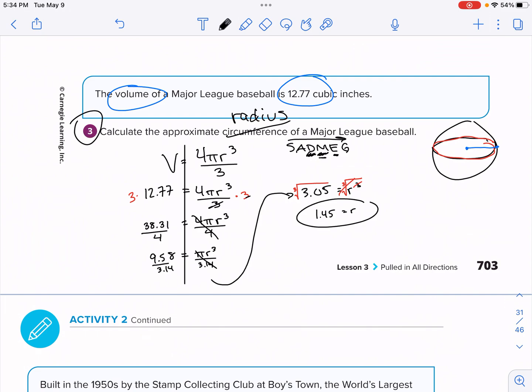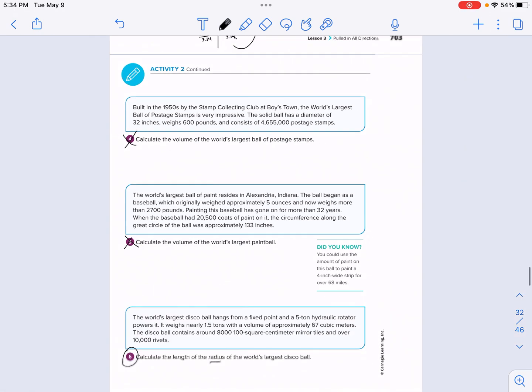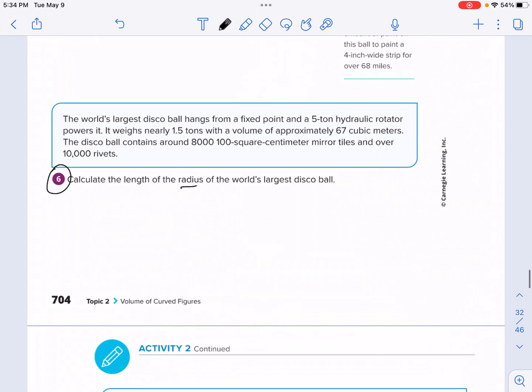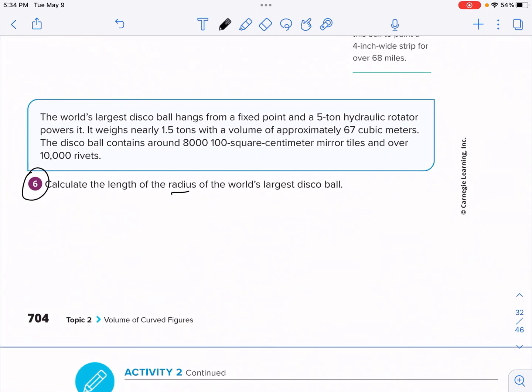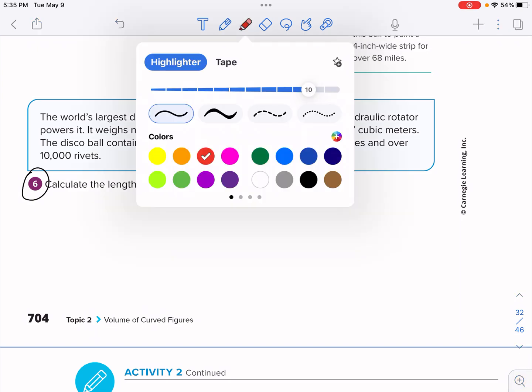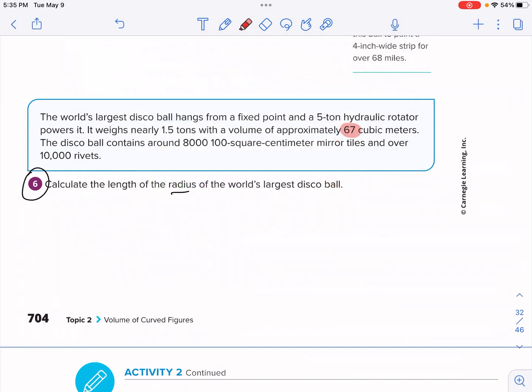Next page, we're only doing one problem. We're skipping 4, skipping 5, going to 6. All right, let's look at the context. It says the world's largest disco ball hangs from a fixed point, and a 5-ton hydraulic rotator powers it. So this is the largest disco ball in the world. It weighs nearly 1.5 tons with a volume of approximately, and this is going to be important, 67 cubic meters.